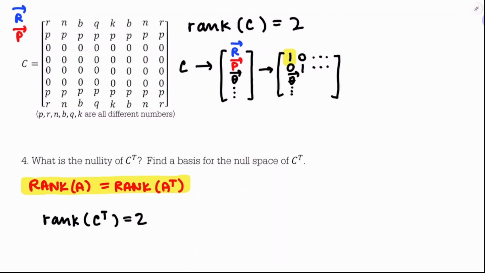Okay, and using rank nullity on C transpose, which is also an 8 by 8 matrix, I'm going to say, okay, now I know that the nullity of C transpose is equal to 6. Now, writing a basis for the null space of C transpose, that was a little bit tricky for a lot of y'all when we did this quiz in class. But since then, we've talked about the idea of a left null space. And I'm just going to get right back into that, and I'm going to solve this problem that way.